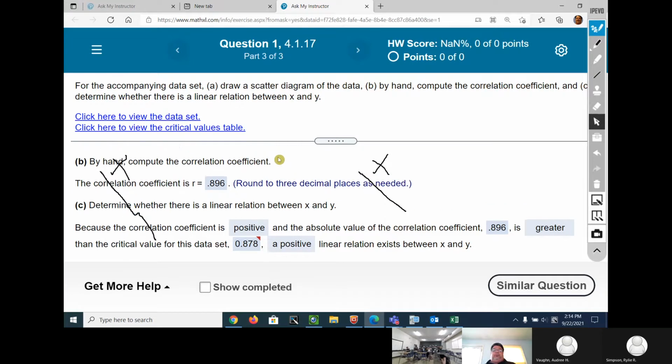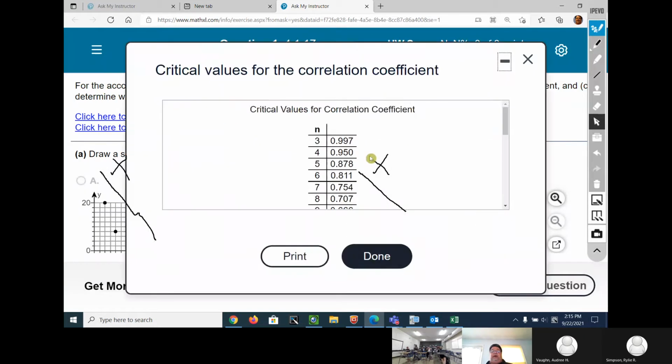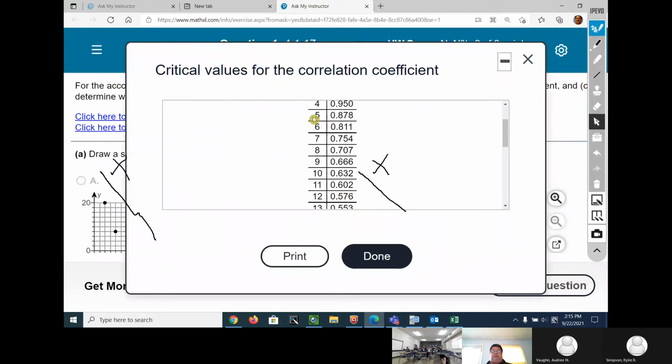The only reason I don't like residuals is because, to me, they really don't tell you anything. And with the technology, you really don't need to do them. But we're going to go ahead and do one anyway. So that's that question, and that is a test question. So make sure you can look up stuff on the table. Just find the n. In this case, the n was 5. So the critical value is 0.878. And that's what you're going to put your correlation coefficient up against.